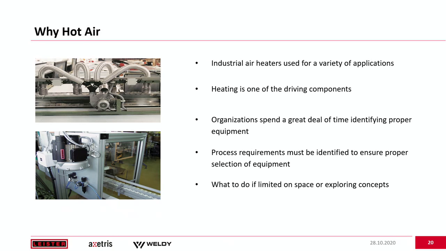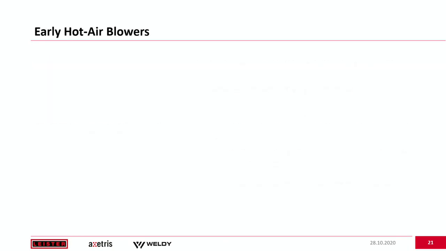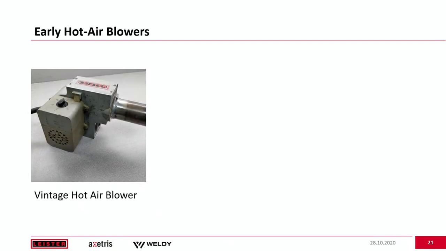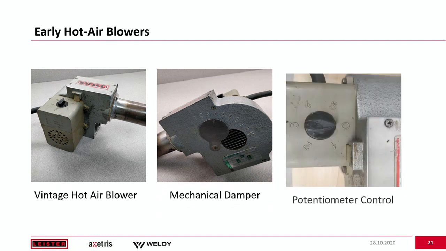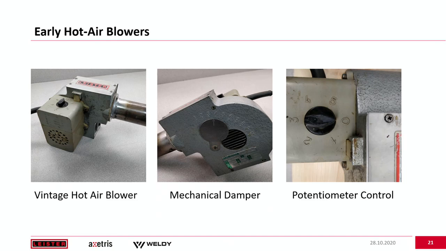And what is a hot air blower? Simply put, a hot air blower is a heat source and an air source combined into one unit. Our earlier renditions of our hot air blower consisted of a mechanical damper on the side to control airflow, and also a potentiometer or rotary dial on top of the tool to dial in your heat intensity. Both of those items help you dial in your manufacturing requirements and fine-tune the process a little bit more.